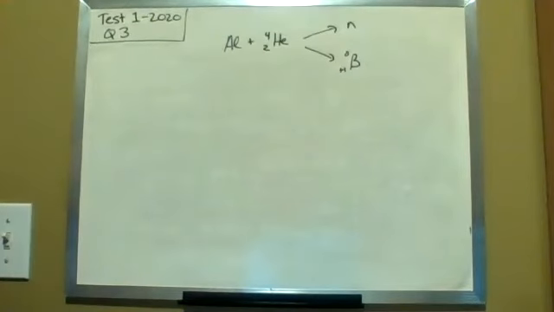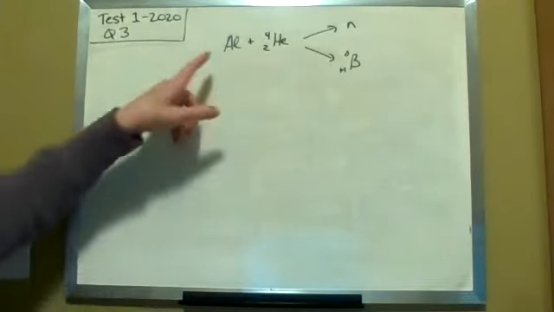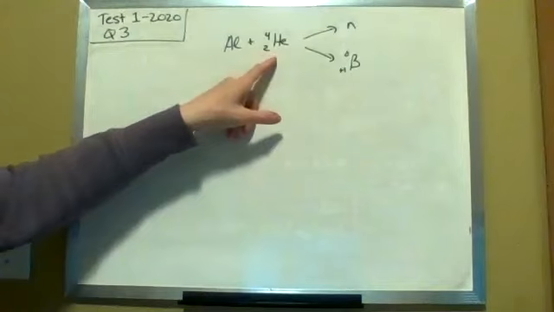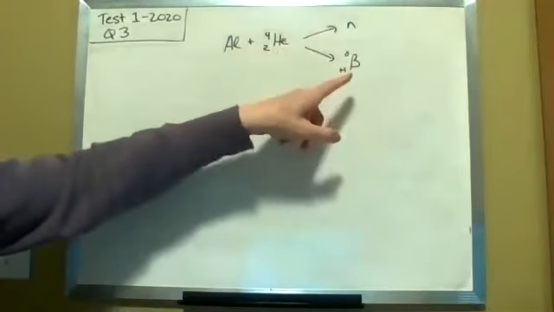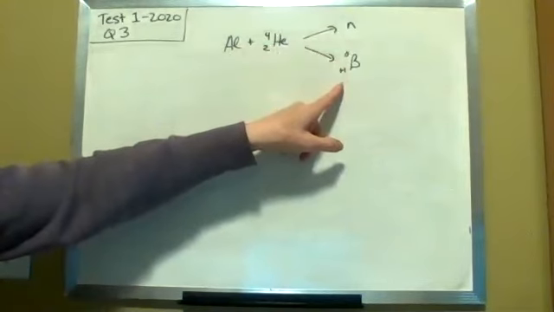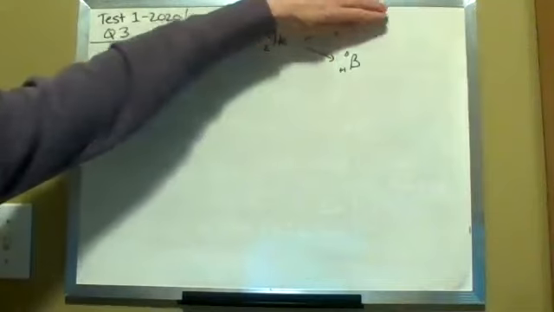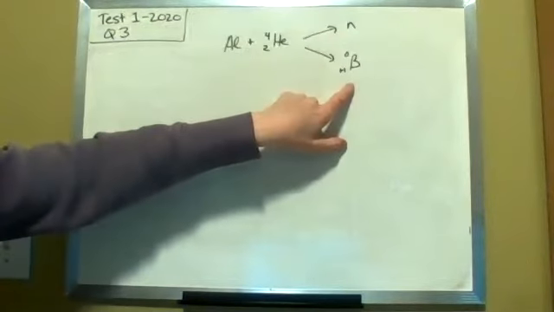Hello, this is test 1 from this year, question 3. This question is a little puzzle to figure out two separate nuclear reactions. You're told that aluminum is bombarded with alpha particles and produces neutrons and positrons. Then when you stop bombarding it, the neutrons stop, but the positrons keep being emitted.